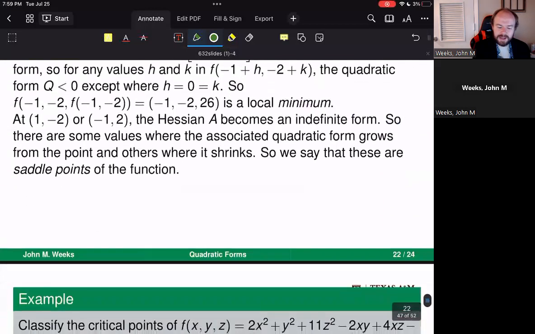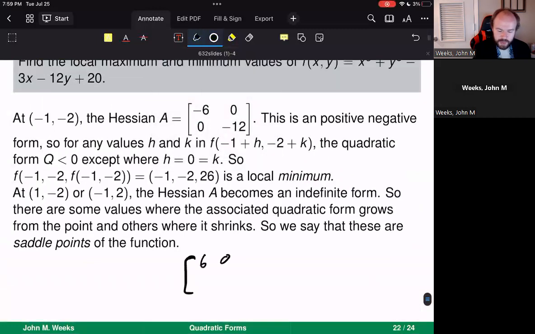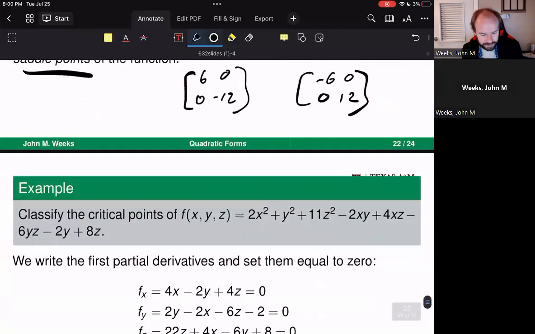And then finally, if I go through and find the Hessians of these other ones, I'm going to get matrices like 6, 0, 0, -12, and -6, 0, 0, 12. Notice that these are eigenvalues that are mixed, positive and negative. This is when the Hessian shows that the quadratic form is indefinite. So that means that these are saddle points of the functions. In some points, some directions they grow, and some directions they shrink. Sometimes the quadratic form is positive, sometimes it is negative.